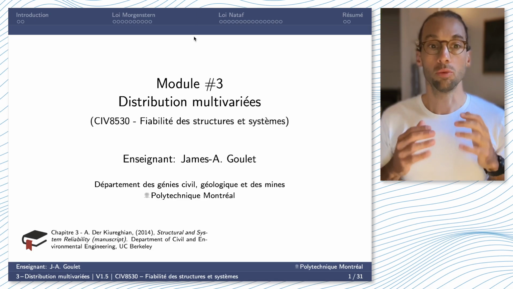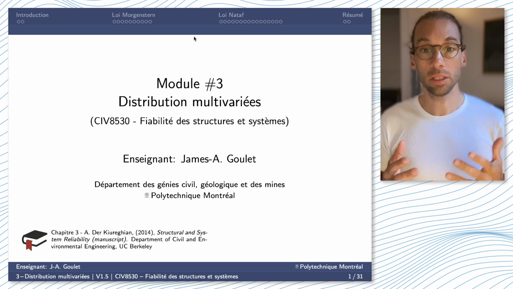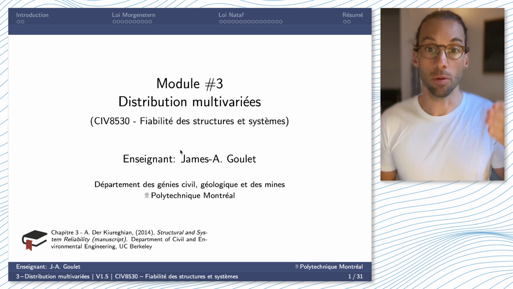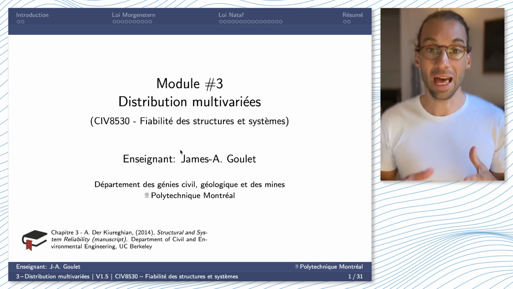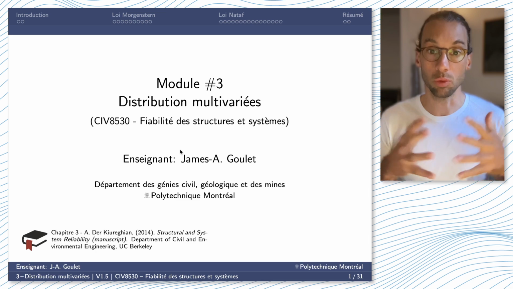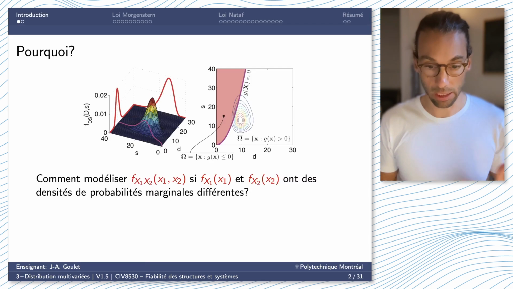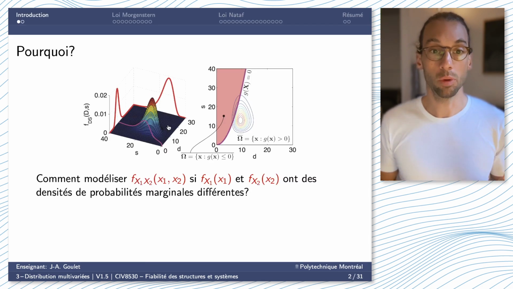In module 3, we're going to see how we can build a multivariate probability density function from the knowledge of the marginal random variables and a correlation matrix that will link them together in order to model the dependency between these random variables. So why would we want to do this?